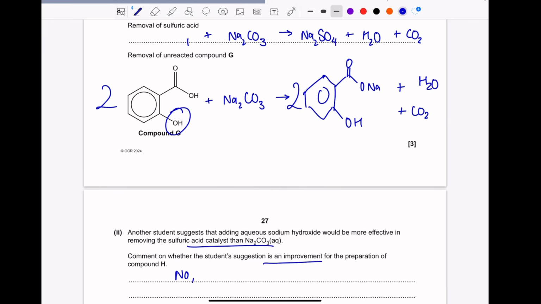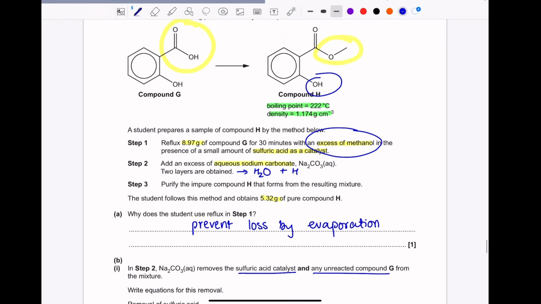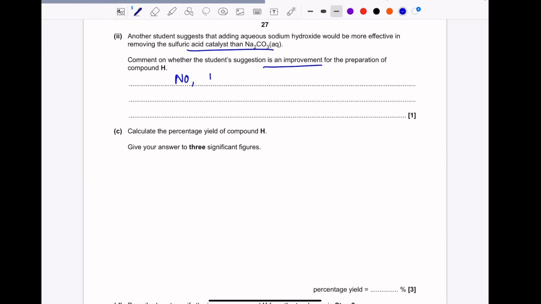Like I said earlier, alkalis like sodium hydroxide and potassium hydroxide that are stronger can react with a phenol. So it could also react with a phenol that is present on compound H, as it's within the same reaction vessel, and we do not want that to be the case. Additionally, the presence of the alkali could also hydrolyze this ester bond, which again is not ideal. So that is no, because sodium hydroxide reacts with phenol and ester.